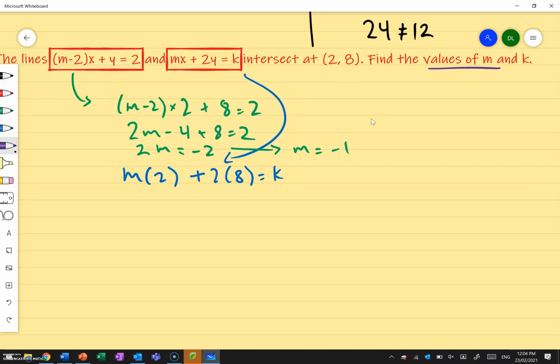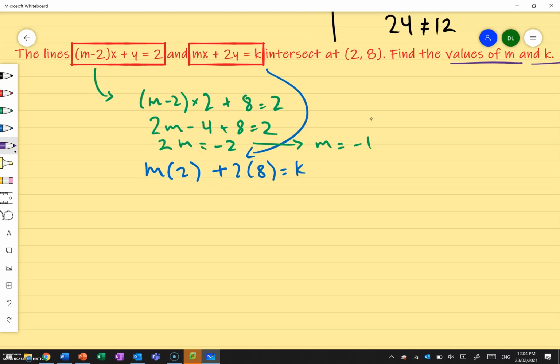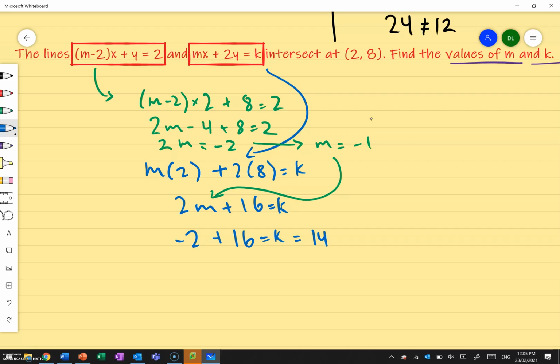But we also need to find k as well. So now I'm going to substitute it. Let's simplify this equation in the blue first. 2m plus 16 equals k. I'm going to go ahead and substitute that value in. And I end up with negative 2 plus 16 equals k, which means that the answer for k is 14. So m equals negative 1, k equals 14.